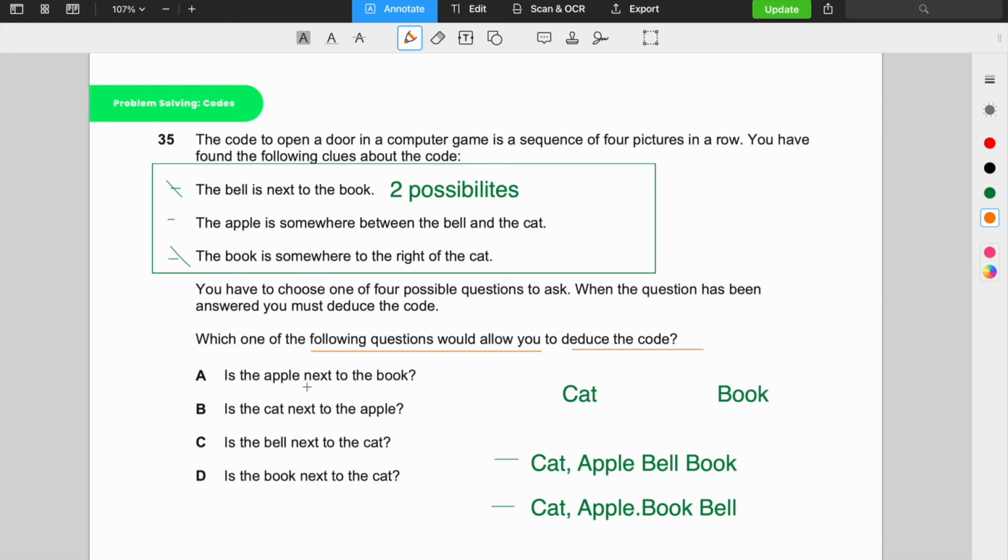Option A is the apple next to the book. Perfect, because if the apple is not next to the book, then it has to be this combo of cat, apple, bell, book. But if the apple is next to the book, then it has to be this combo. So if we were to ask that one question, right, is the apple next to the book, we will know which option to choose. Is it the first one or the second one? And that will allow us to deduce the code, the 4 sequences. Okay, so A is correct.